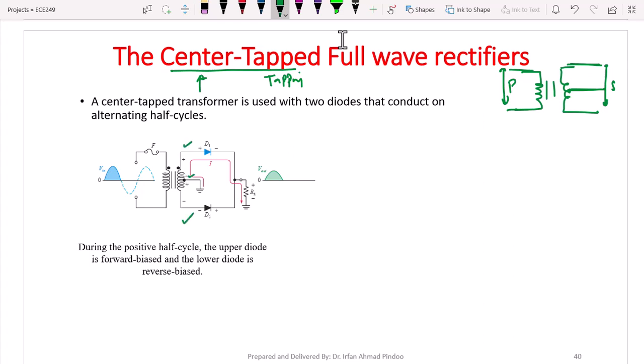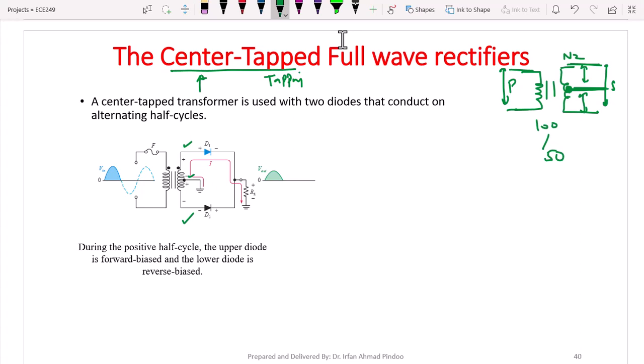And why is it called center? Center means if suppose we have a number of turns on this side, suppose 100. So what is half of 100? 50. So when there is the 50th turn, we take a tapping from that number 50 turn. So it becomes 50 turns here and 50 turns here. So it is a center tap.